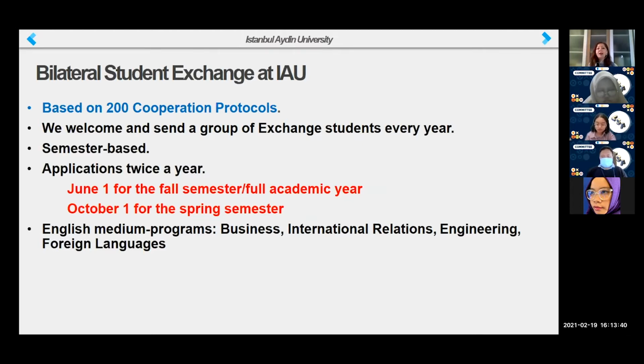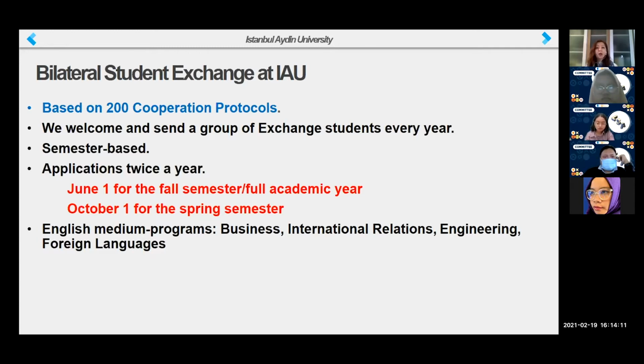And usually, like I said, the exchange students come to the English medium programs: business, international relations, foreign trade, and English language and literature, and of course the engineering programs such as computer engineering, software engineering, mechanical engineering, electronics engineering, etc.